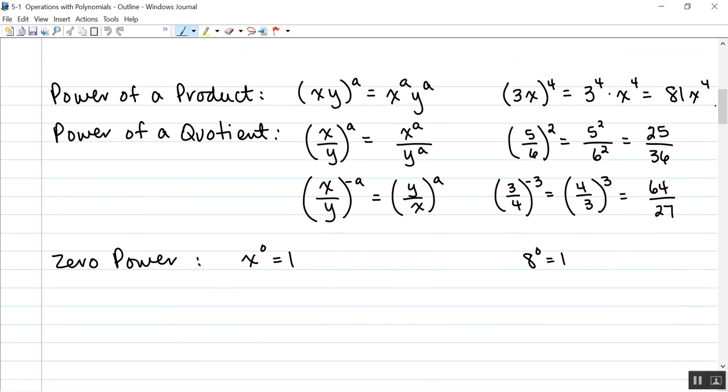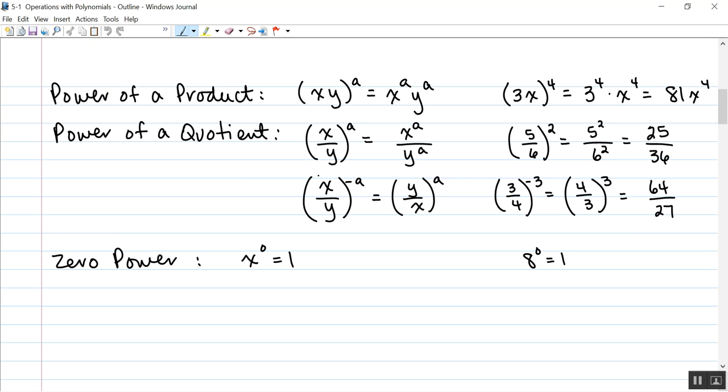Power of a product. If I have two things being multiplied, like x times y, and that is raised to the power of a, that's the same as x to the power of a times y to the power of a. So 3x, the whole quantity raised to the fourth power, is 3 to the fourth power times x to the fourth power, or 81 x to the fourth.